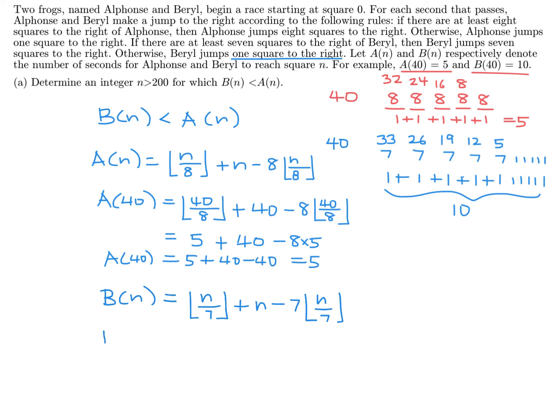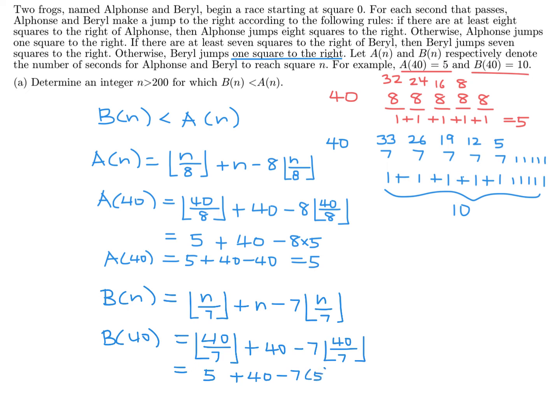So for example, when n is 40, this would be the integer value of 40 over 7, plus 40 minus 7 times the integer value of 40 over 7. So 40 over 7 is 5 point something, but we just worry about the integer value. And this is 40, of course, and then minus 7. 40 over 7 is 5 point something, but when you take the bracket, it's the lowest integer, so that'll be 5. So this looks like 5 plus 40 minus 35, which is 5 plus 5, which is 10. So that's why B40 is 10.